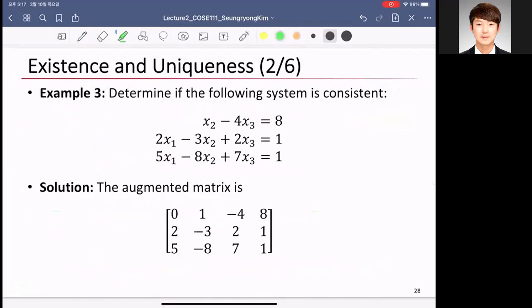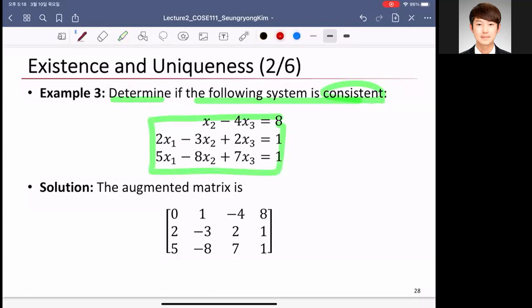Let me move to another matrix, another linear system. Determine if the following system is consistent. So we have a system like this. To answer this question, we have to solve this linear system, right? We already discussed how to solve a linear system in example 1, but from now on, let's work in the augmented matrix domain with elementary row operations, okay?